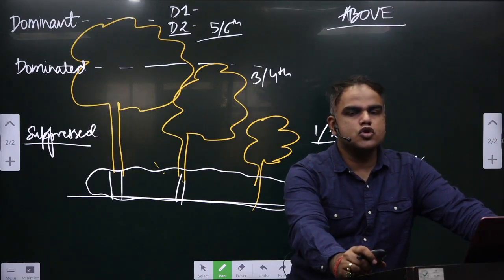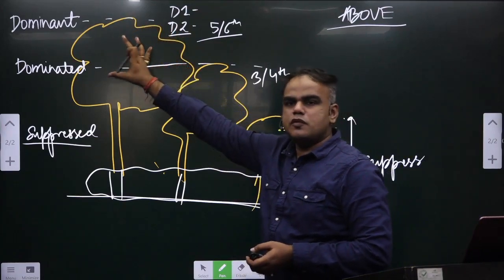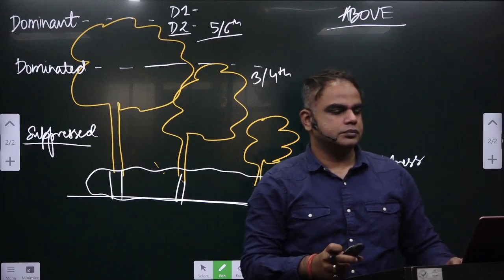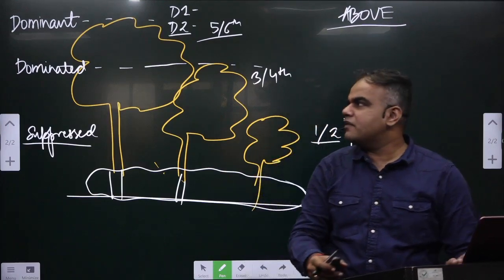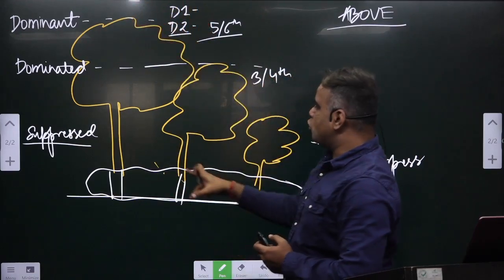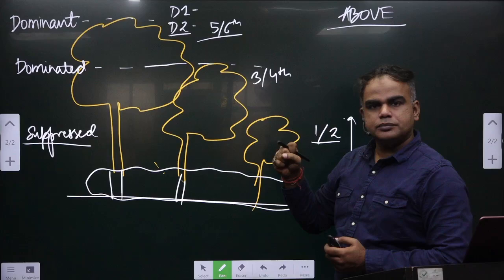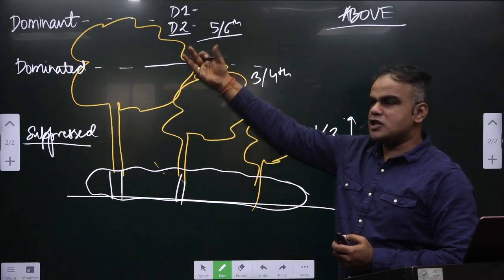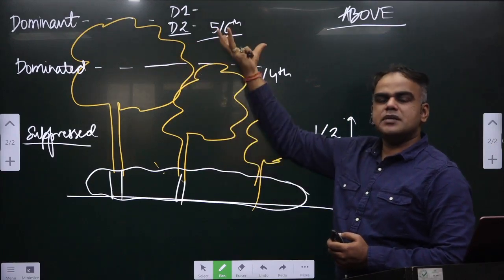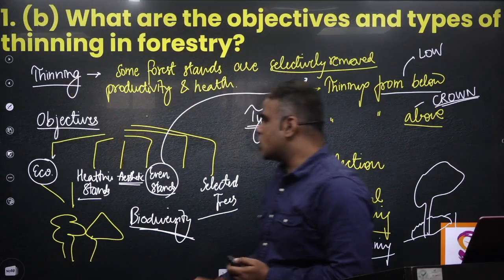To provide more space for crown development, they are selectively removed. Everything here is related to, for example, the sun. There are some good, high quality trees which are not able to get enough sunlight. It is getting taken up by these tall trees, so you cut down the canopy in the above trees so that the canopy for the below trees can get explored. That is how you can mention this.